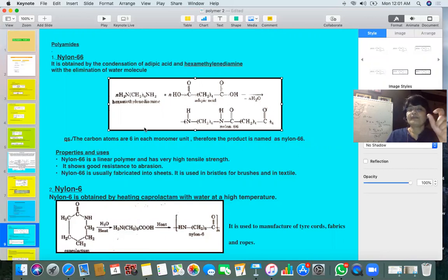Here, why is this called 66? Because on either side, both the monomers contain 6 carbon atoms. This nylon 66 has high tensile strength. It shows resistance to abrasion, so there is no wear and tear. It's a fabricated sheet. It's used in bristles for brushes and in textiles.